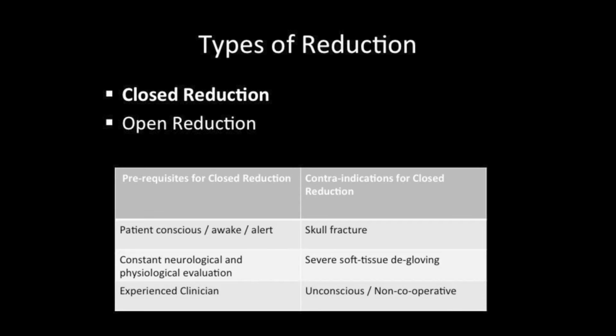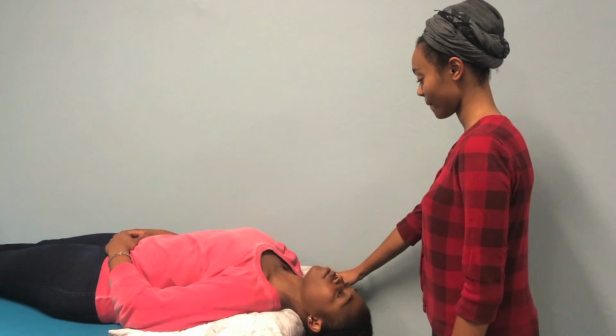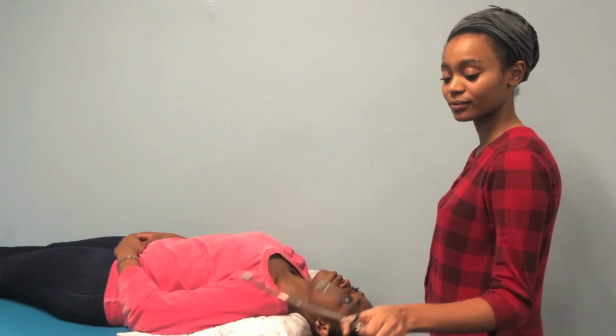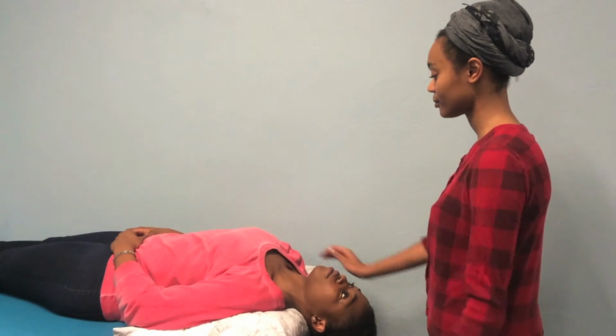For one to perform a closed reduction, the patient needs to be awake and cooperative, as a neurological evaluation must be done throughout the procedure. A closed traction reduction cannot be performed in a patient with any of the following: a skull fracture, severe soft tissue degloving, or a patient who is unconscious or unable to cooperate. The following video demonstrates practical steps in the application of the Cohen's caliper.